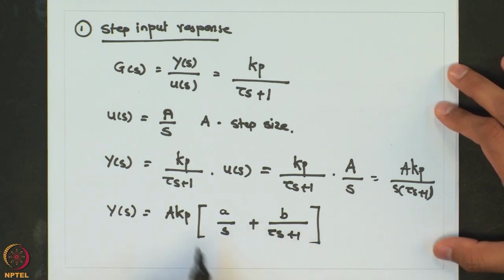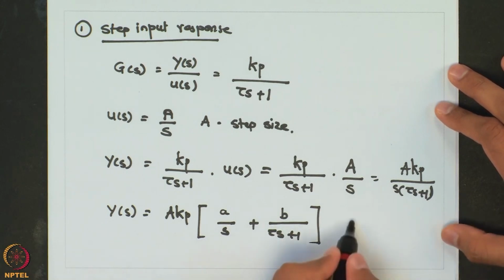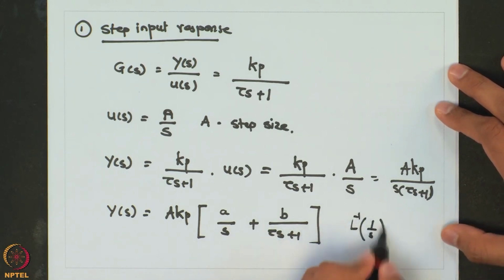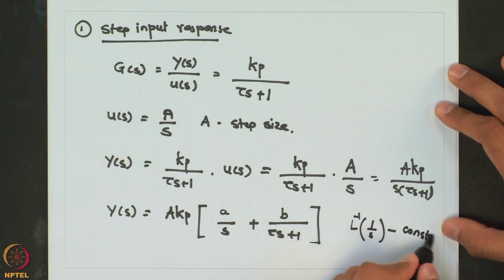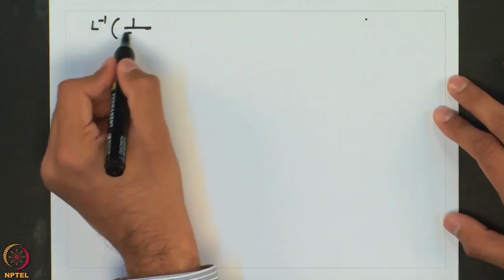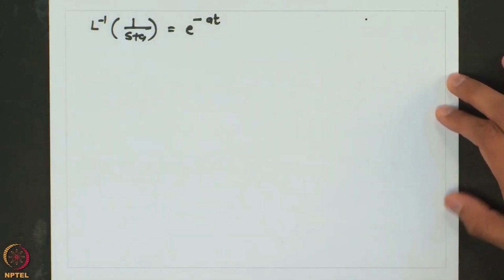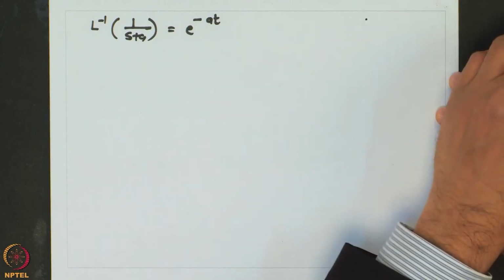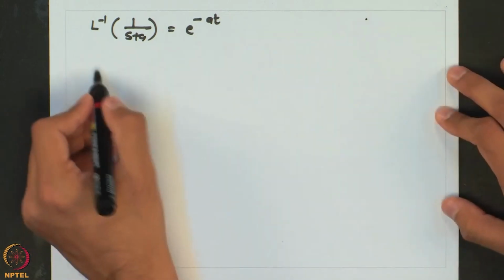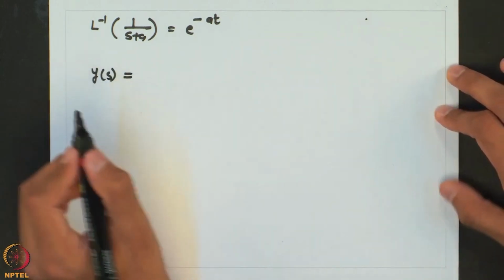So, the idea is we have to find these coefficients a and b, and then once we have that, we know the inverse Laplace of 1 over s. So, Laplace inverse of 1 over s will be a constant or a unit step, and the Laplace inverse of 1 over s plus a is e raised to minus a t. So, once we have converted it into a partial fraction, we will be able to get the inverse of the final output. So, let us try to find out how we get these small a and b.